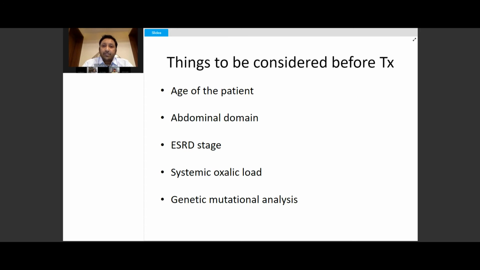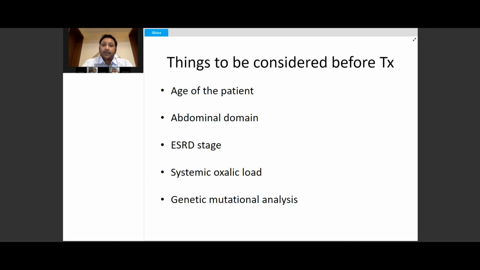And what are the things to be considered before transplant? As a transplant surgeon, we look at the age of the patient, whether it's an infant, a pediatric patient, or an adult patient, because the transplant, either a liver kidney or a simultaneous kidney transplant, needs to be considered depending upon the age of the patient and the abdominal domain. Suppose it's an infant, putting in a liver as well as a kidney can be difficult at times. So we need to plan the transplant, first the liver and second the kidney transplant. It's called the sequential liver kidney transplant. And depending upon the CKD stage, and also the systemic oxalic load, which plays a vital role in choosing the method of transplant. Genetic mutation analysis also plays a vital role in choosing the type of transplant.